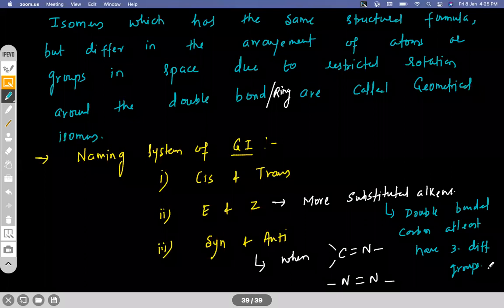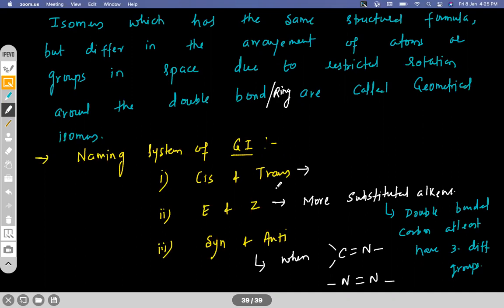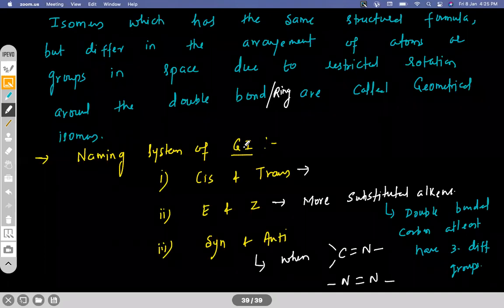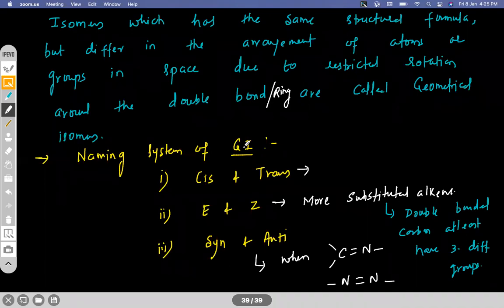Okay. Cis and trans we use when the alkene is not highly substituted, meaning the double bonded carbons have only two different groups in total on both double bonded carbon atoms. Copy this down.